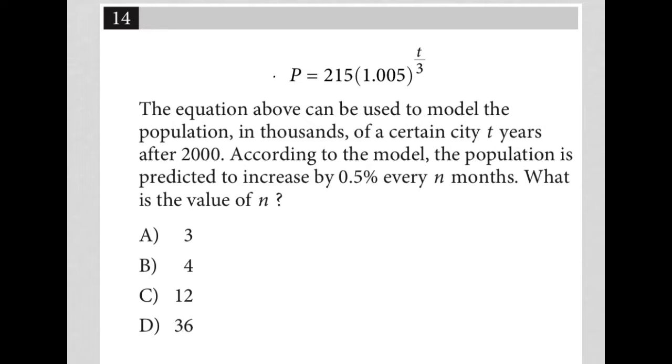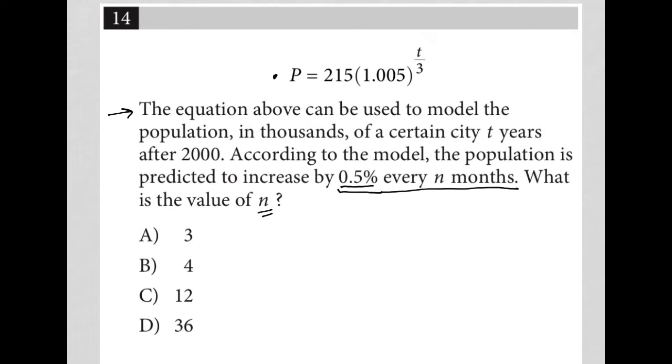So this question says P equals 215 times 1.005 to the t-thirds power. The question goes on to say the equation above can be used to model the population in thousands of a certain city t years after 2000. According to the model, the population is predicted to increase by 0.5% every n months, right? So we don't know how many months it takes for this 0.5% increase. What is the value of n?